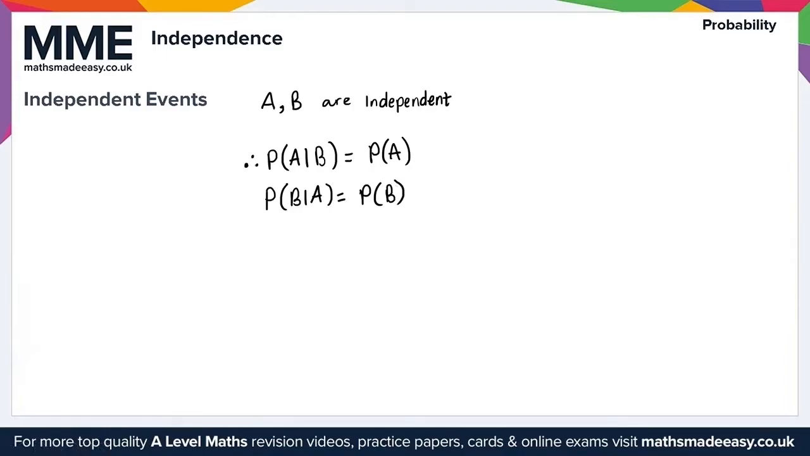And finally, the way we test for independence here is if the probability of A intersection B is equal to the probability of A times probability of B here. This is the most frequent way you will see this in exam questions. We will also see an example of this in our examples.